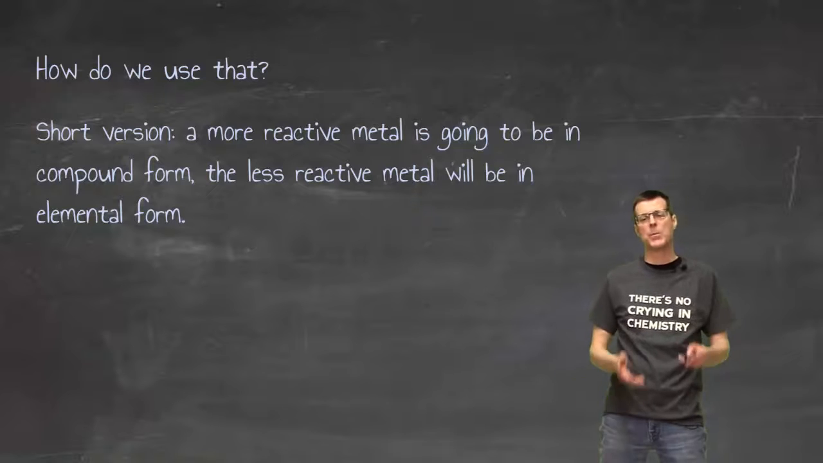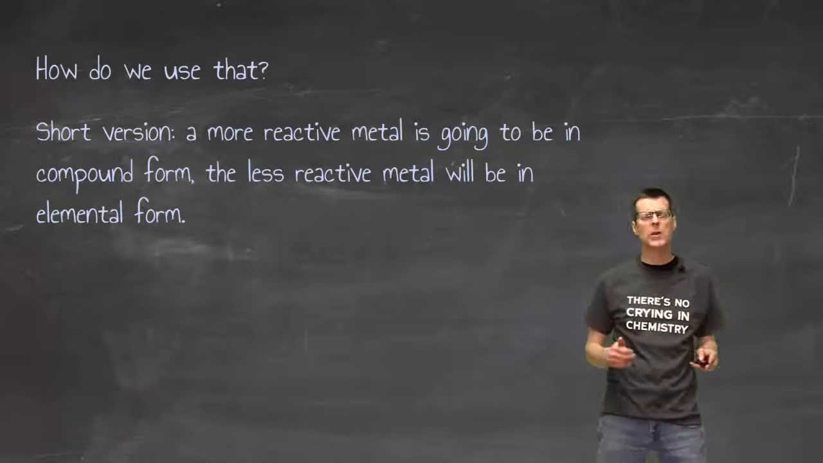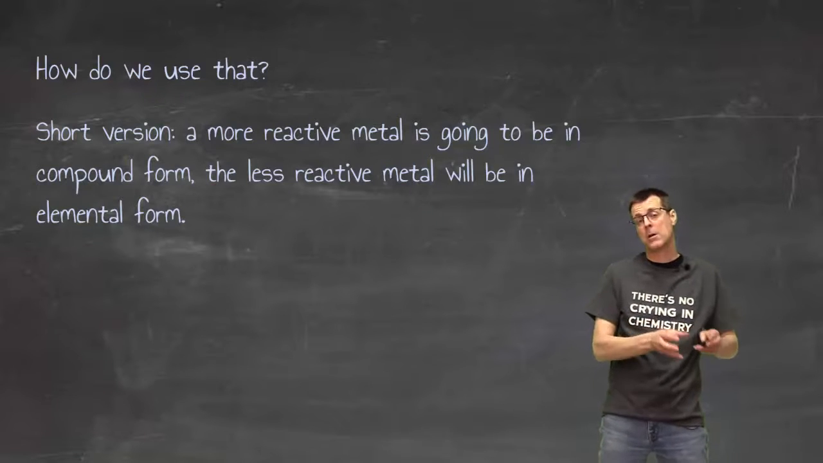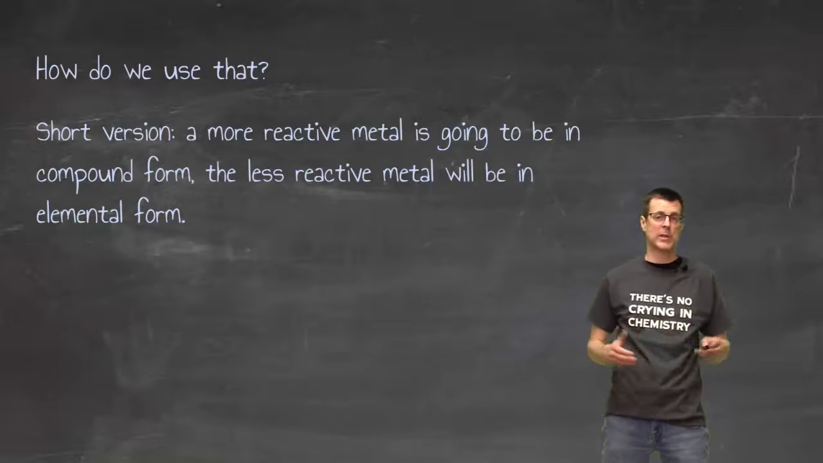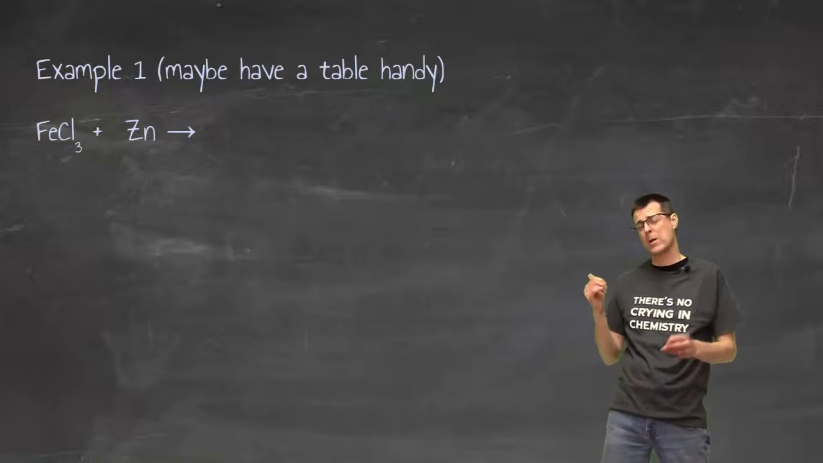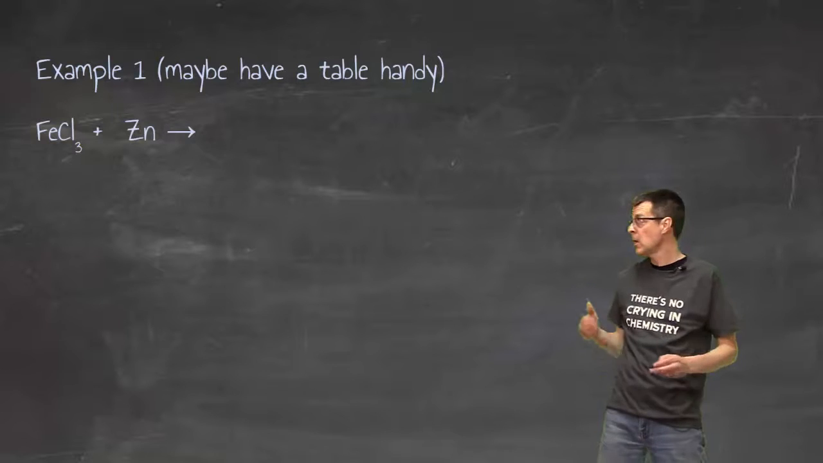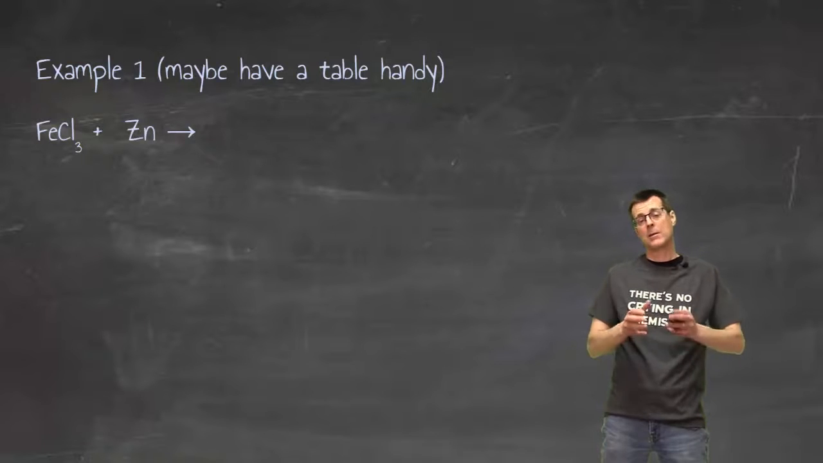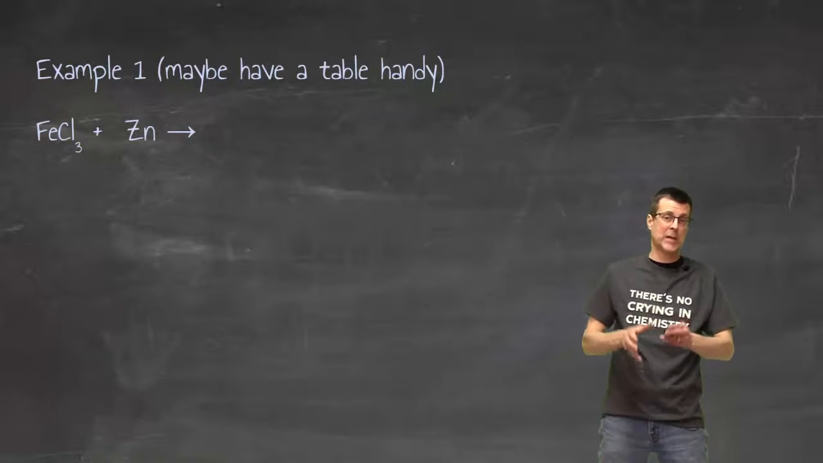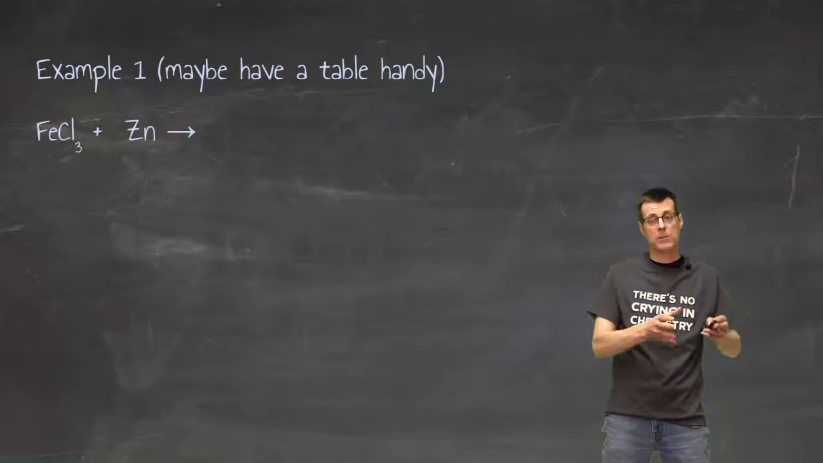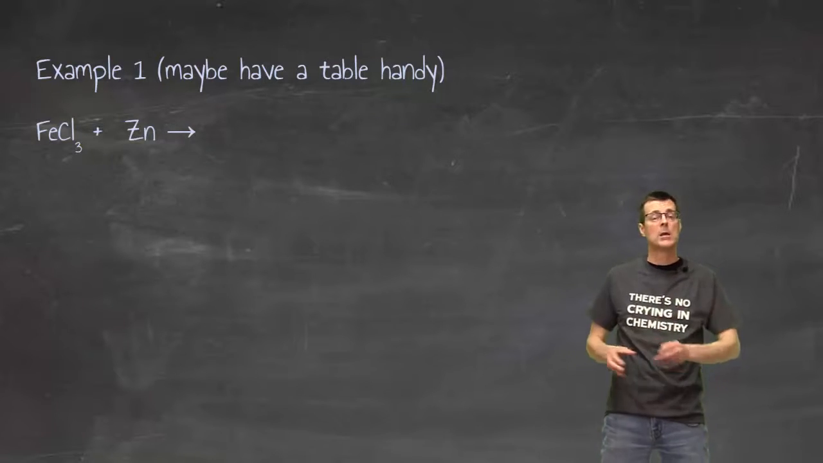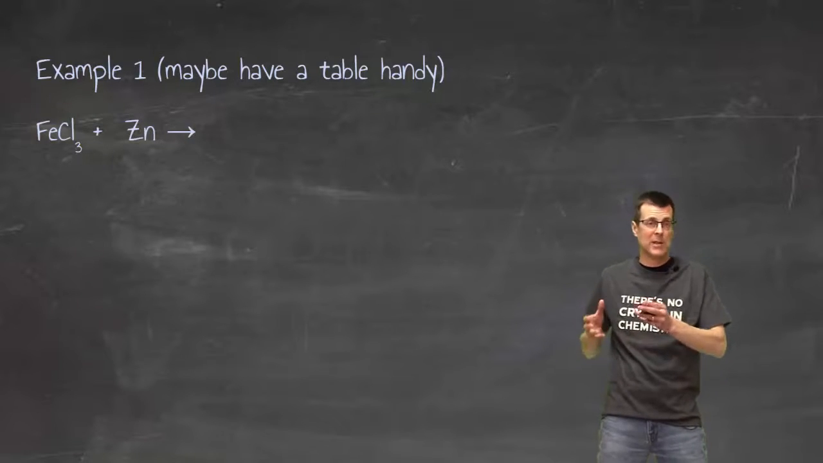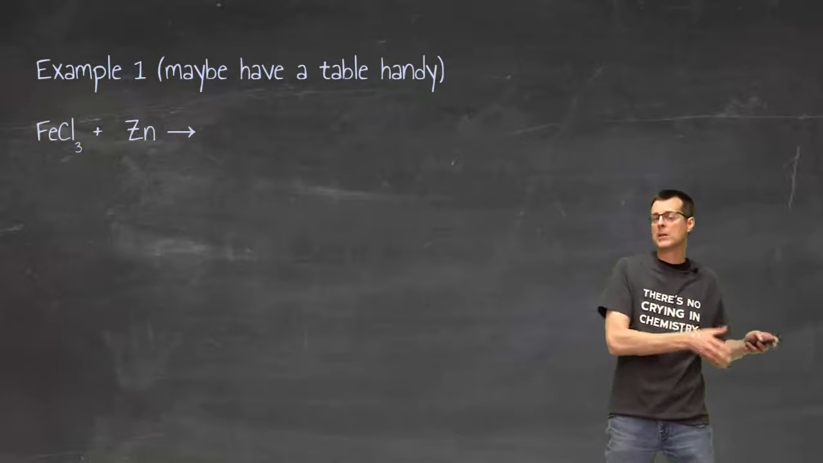Okay, so how do we use the table? Well, the short version, and okay, you're right, that's not a very short version of the story, is that the more reactive metal is going to be in compound form and the less reactive metal will be in elemental form. What I mean by that is if I have a possible single displacement reaction, then the more reactive metal will be the one that ends up in compound form, and the less reactive metal will be the one that ends up in elemental form. In other words, in compound form, that element has reacted. In elemental form, that element has not. So the more reactive element will be in the compound, in the reacted form.